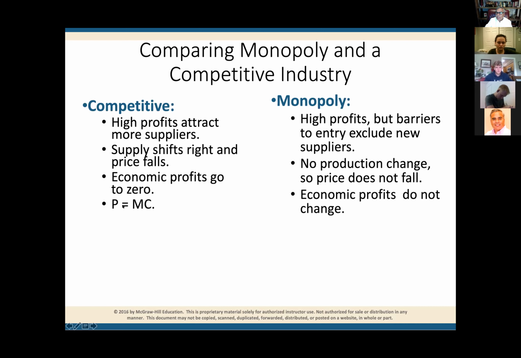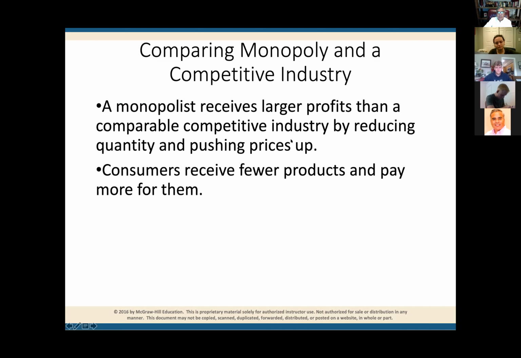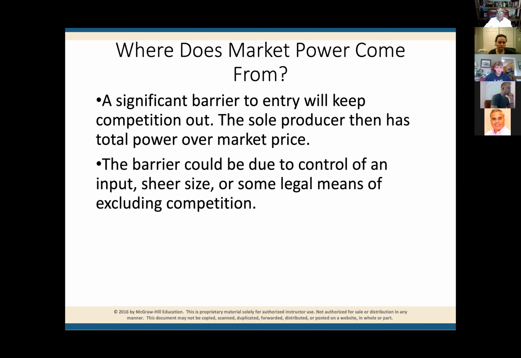For perfect competition, price equals marginal cost. For monopoly, price is always higher than marginal cost. They're always going to charge you a price as high as you are willing to pay. So a monopoly tends to make more profits than any other industry, by reducing the quantity and pushing up prices. On a monopolist market, consumers receive fewer products and pay more for them. In some cases, the monopoly is the industry, so they have total power over the market.